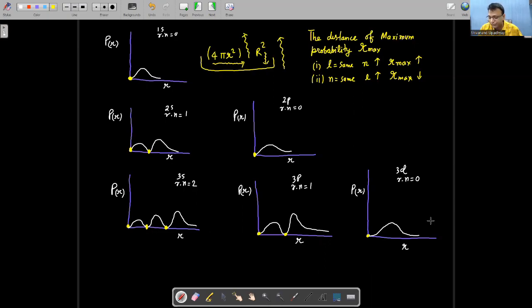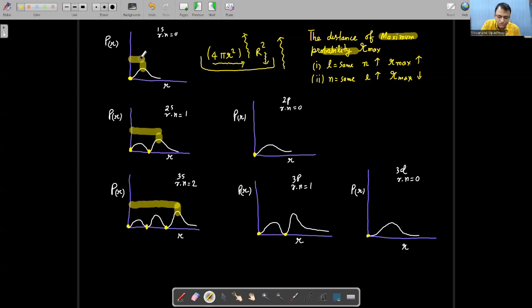Before moving to the other point, there is a common question regarding this. There is a point which is known as the distance of maximum probability. We are discussing this point, this height. Like here only one peak is there, so this height. This distance from here to this place is known as the distance of maximum probability.